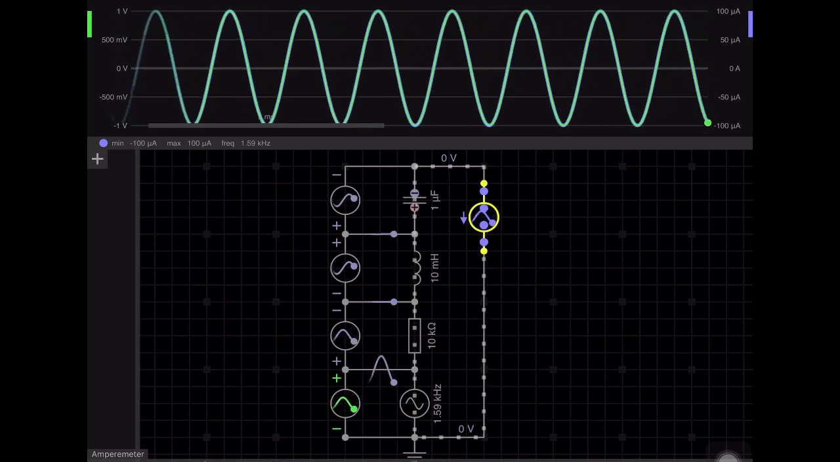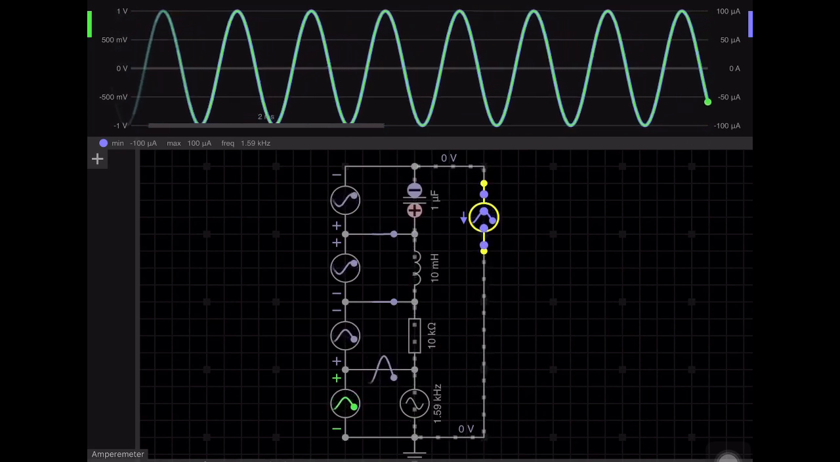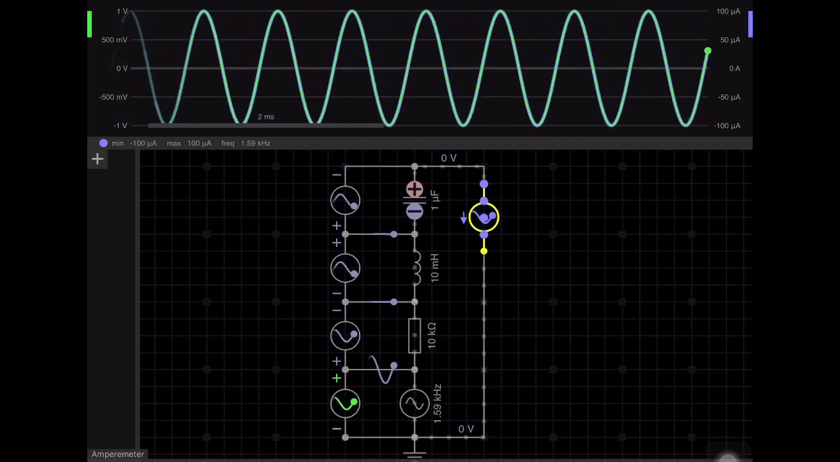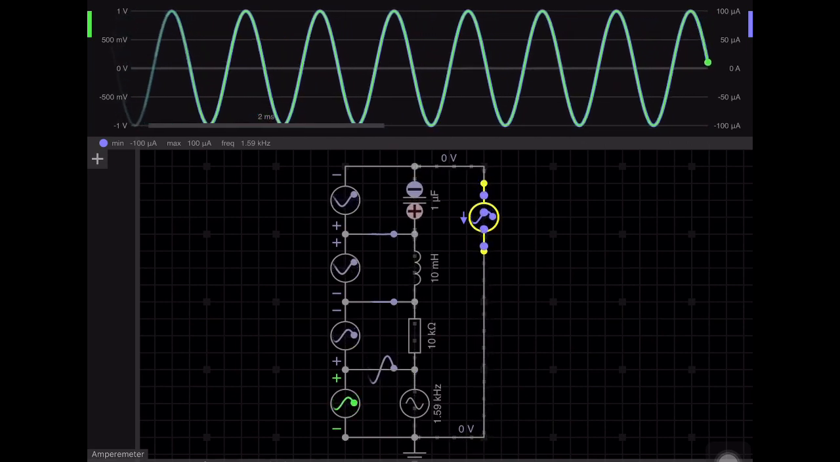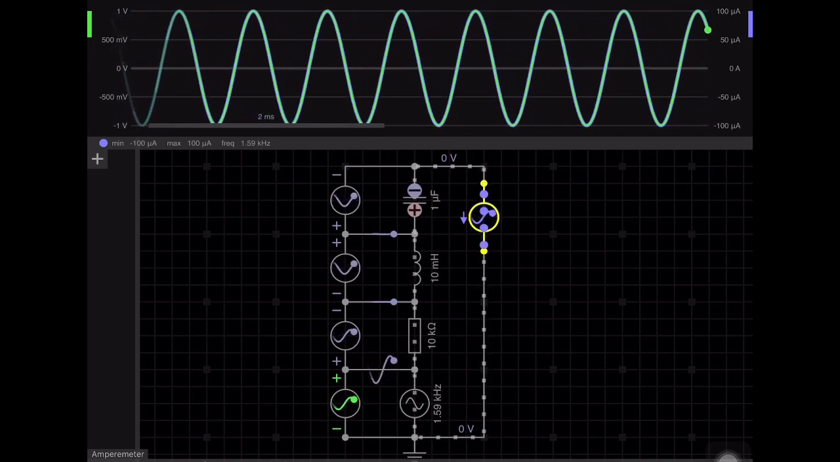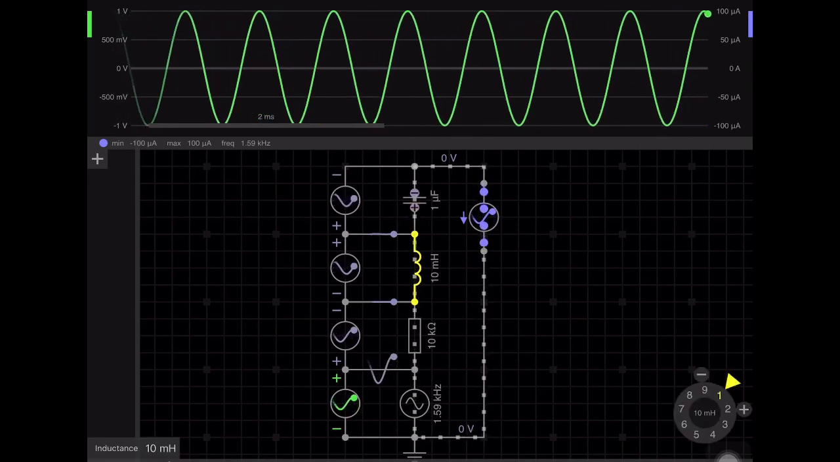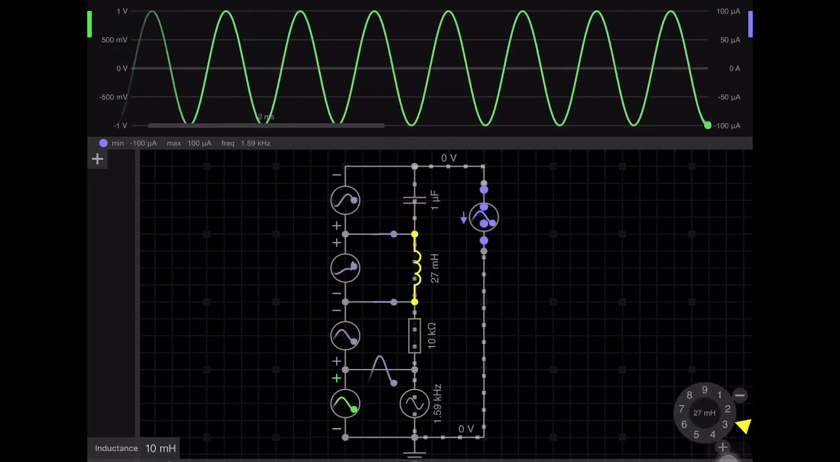Here you can see the voltage and current both are synchronized, both are in same phase. That's why voltage current waveforms are merged together. Now what I'm going to show you is that I'm going to take off this resonance condition. For that you can change the value of inductance or capacitance. Let me change the value of inductance from 10 millihenry to some other value.